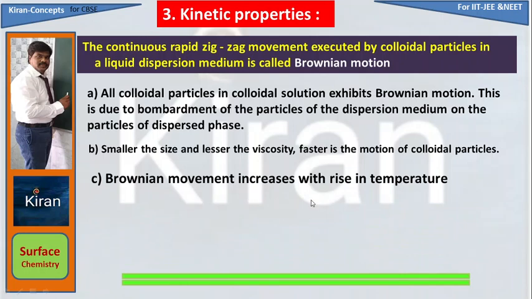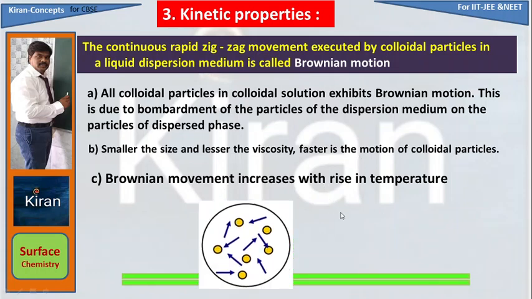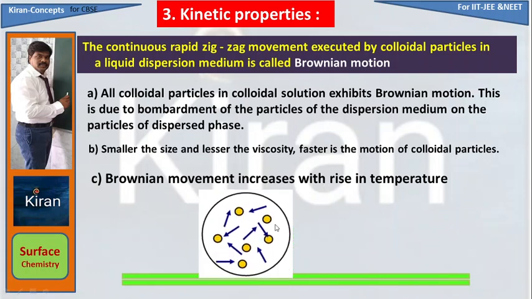Brownian movement increases with a rise in temperature. When temperature increases, particle movement also increases. So this is about the zigzag motion of colloidal solution particles. In this direction, this direction, this direction, in all directions these particles are moving and bombarding each other. When temperature increases, Brownian movement increases, and colloidal particles bombard each other or the water, that is, the dispersion medium.